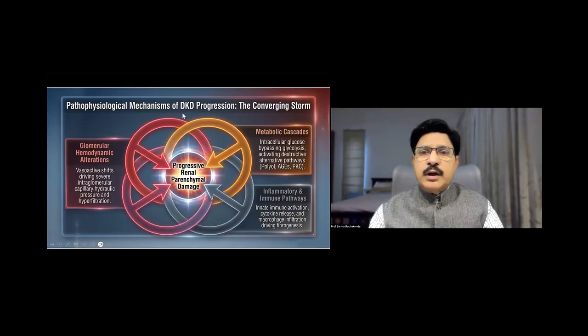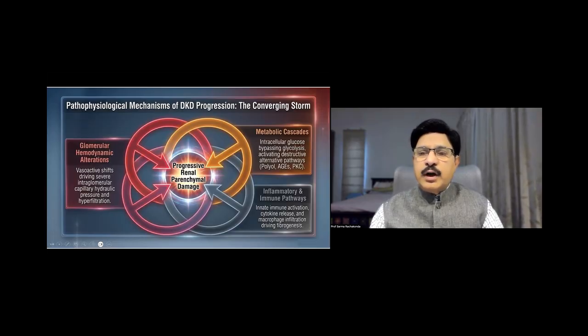Pathophysiological mechanisms in DKD progression: the converging storm. First, glomerular hemodynamic alterations, that means vasoactive shifts driving severe intraglomerular capillary hydraulic pressure and hyperfiltration. That is, glomerular hemodynamics are altered. Second, metabolic cascades: intracellular glucose bypasses glycolysis, activating the destructive alternative pathways like the polyol pathway, the advanced glycation end products pathway, or the protein kinase C pathway.